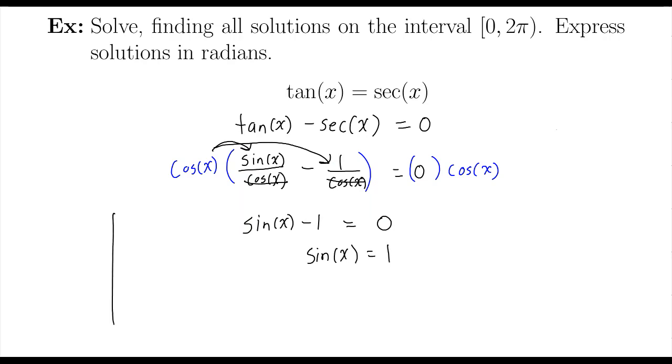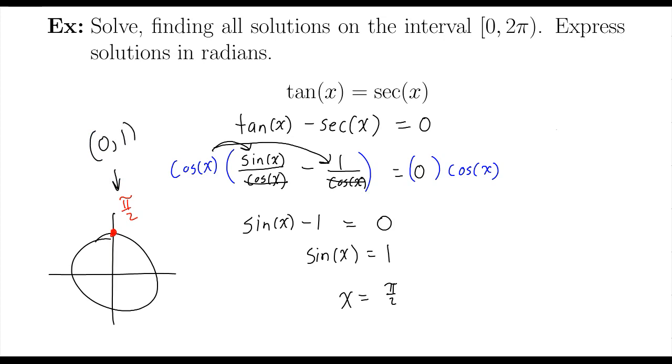And if I think about my unit circle, there's only one place where sine equals 1. That's up here at pi over 2. Okay, so possibly my solution is pi over 2. Okay, but then let's think about this for a second. Tangent is sine over cosine, right? And at this point, cosine is 0, sine is 1, but cosine is 0. That means that tangent at pi over 2 is undefined.